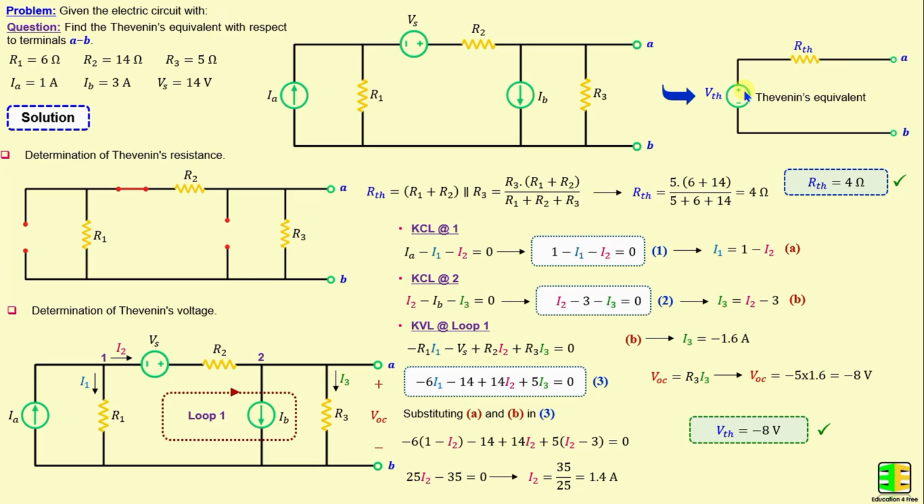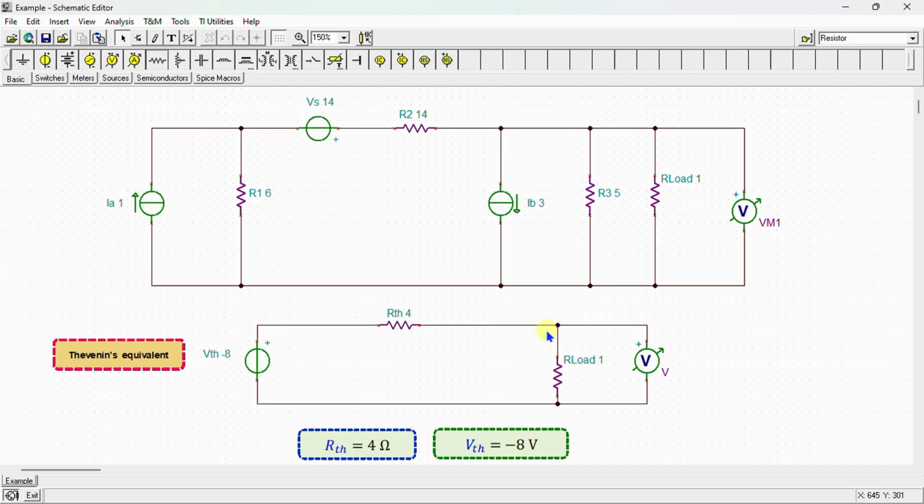Now let's proceed to the SPICE environment. Here is our network drawn in the SPICE simulator. This is resistor R1, R2, R3, and the independent sources, current sources IA and IB, and the independent voltage source VS. And I connect here a load for both the original circuit and the Thevenin equivalent circuit. Now I need to simulate their behavior.